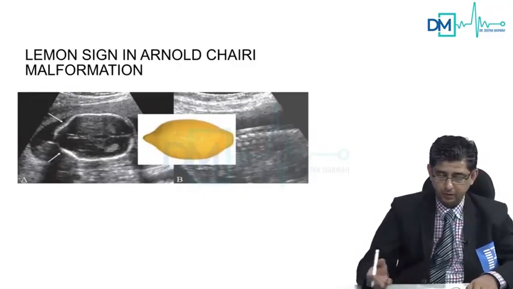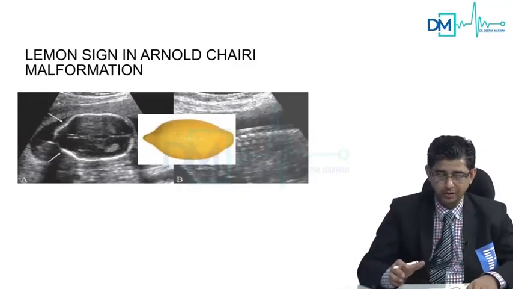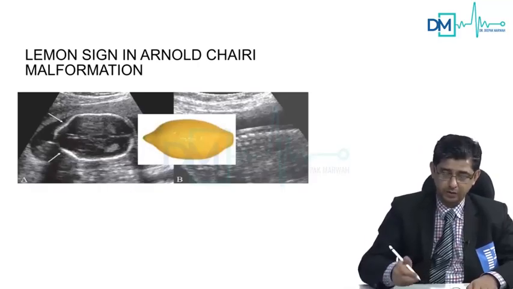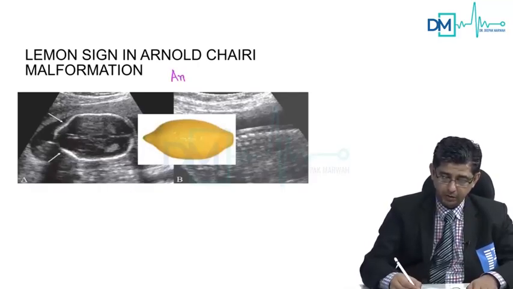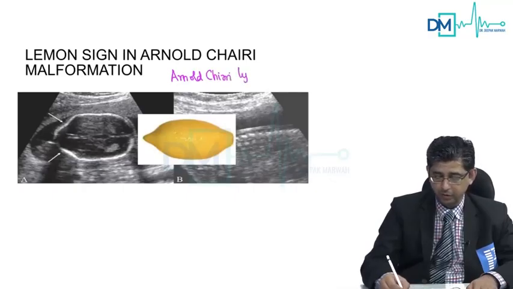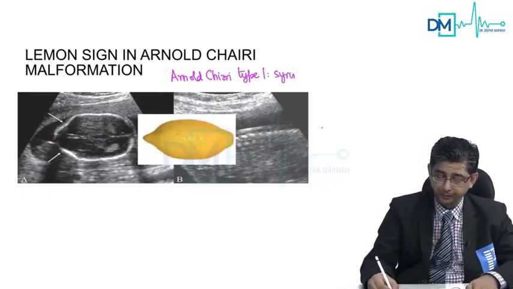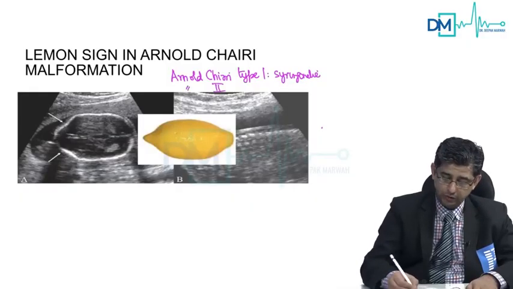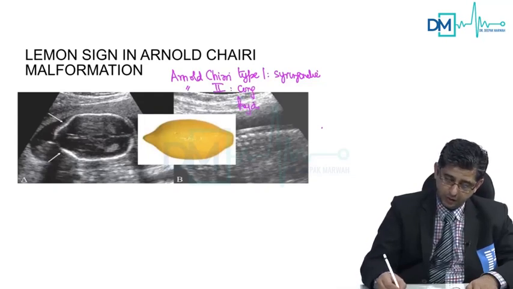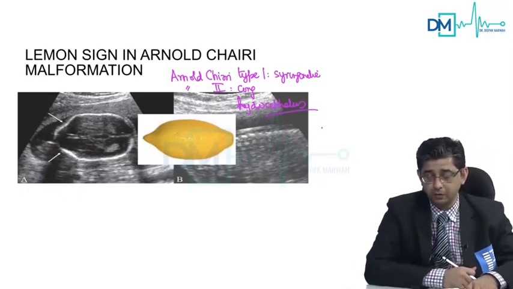Lemon sign in Arnold-Chiari malformation, just shown here because it was asked. Lemon sign is seen in Arnold-Chiari malformation. Arnold-Chiari malformation, from internal medicine, to be remembered: there are four types. Type 1 Arnold-Chiari malformation is the one which is responsible for development of syringomyelia, whereas type 2 is the one which is responsible for development of congenital hydrocephalus. I repeat again, there are four types. 3 and 4 are not compatible with life.